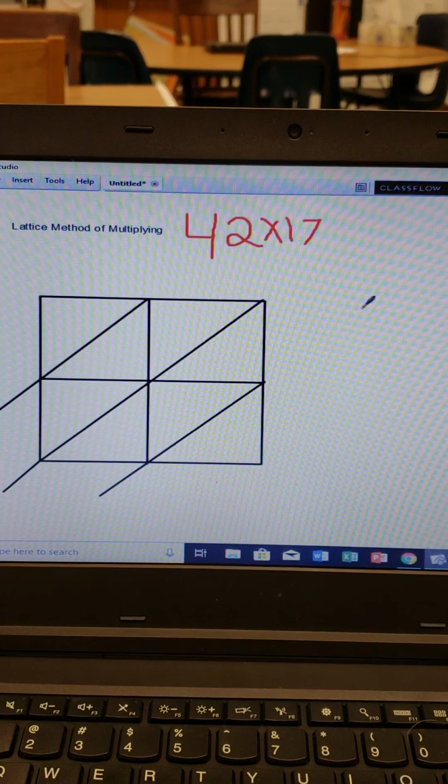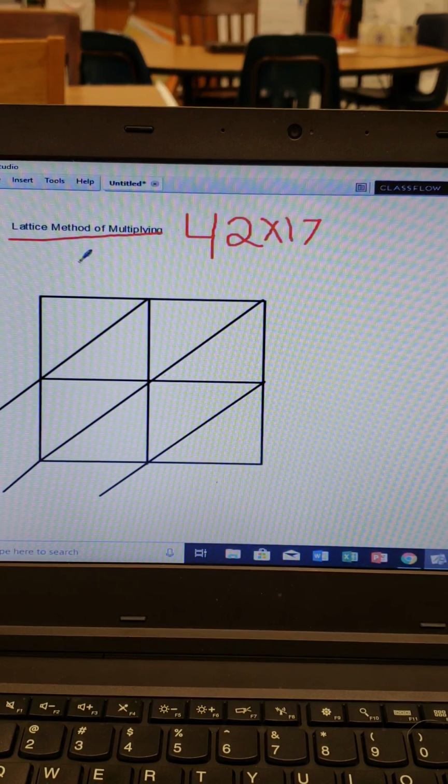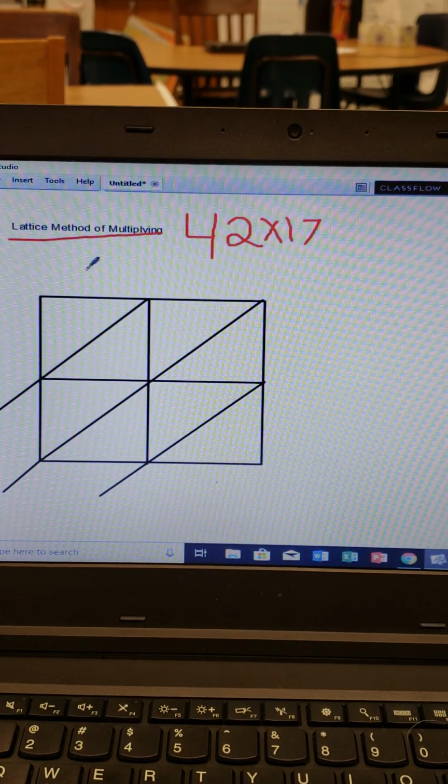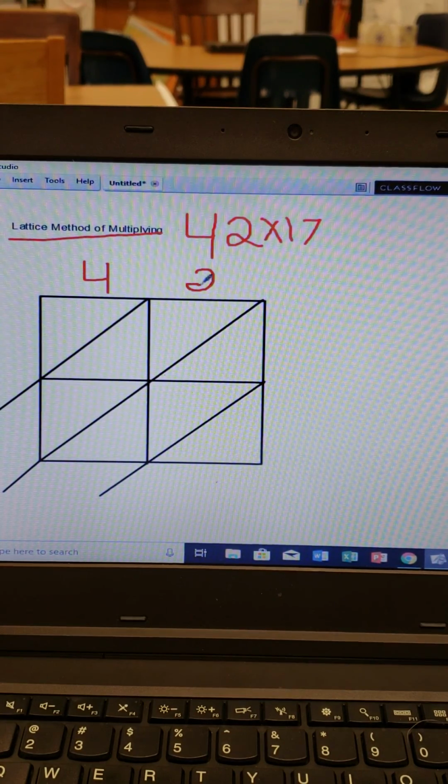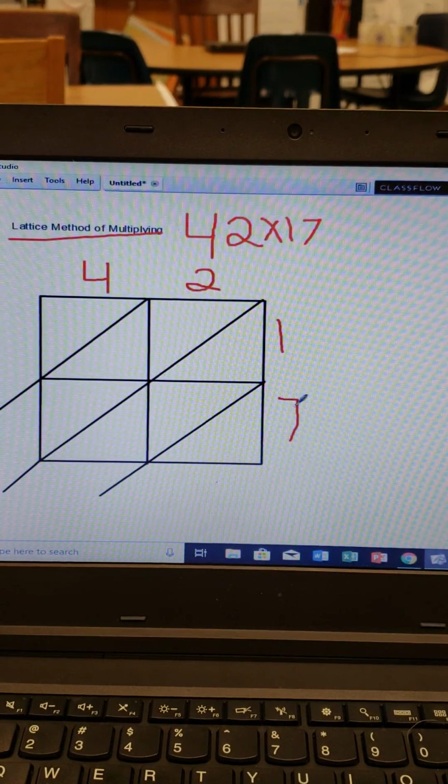Today we're going to talk about the lattice method of multiplying. I have 42 times 17. Now with this 42 times 17, I'm going to put my 4 here and my 2 here. That represents 42, and my 1 and 7 over here, which represents my 17. Now when we do the lattice method, we're only working with these numbers here, okay?